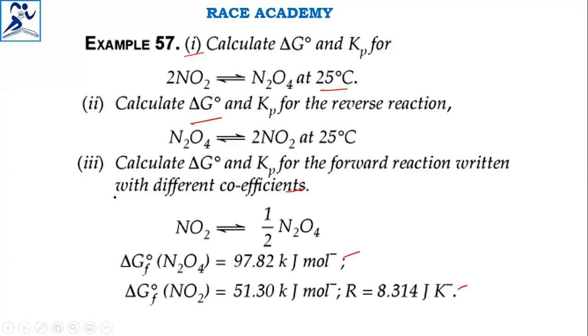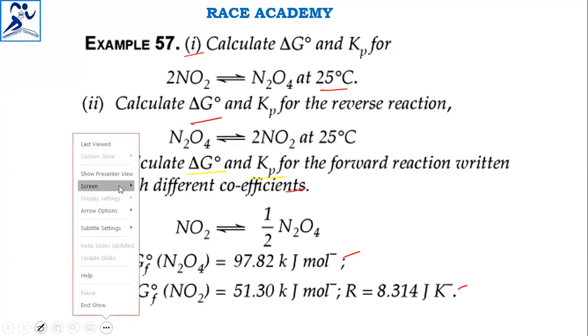Okay. Moving on to the third question. The third question is to calculate the delta G naught value and Kp for the forward reaction written with different coefficients. So that we will see, that is NO2 gives rise to half N2O4. That is the equation for the third question.